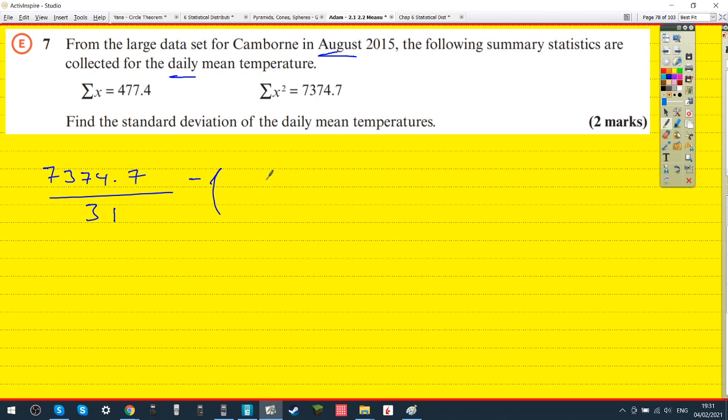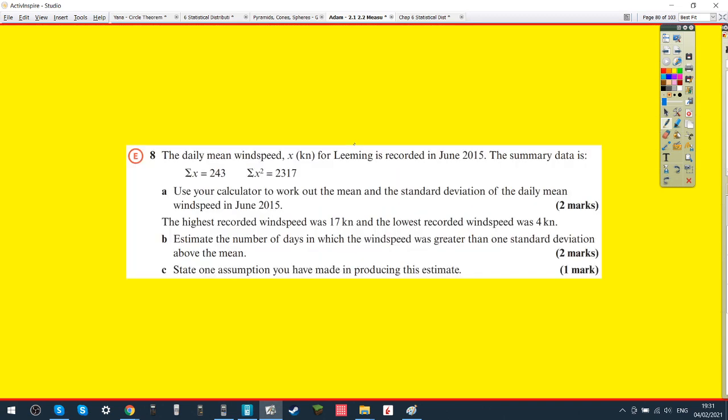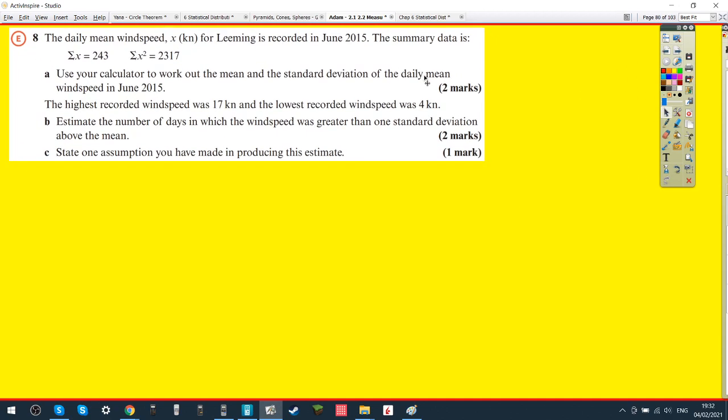Minus 477.4 over 31, all in brackets, squared. Yeah, that's grand. Let's see this one. Okay, how about A? Okay.